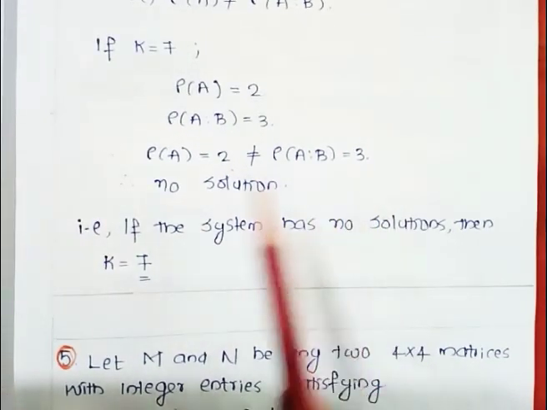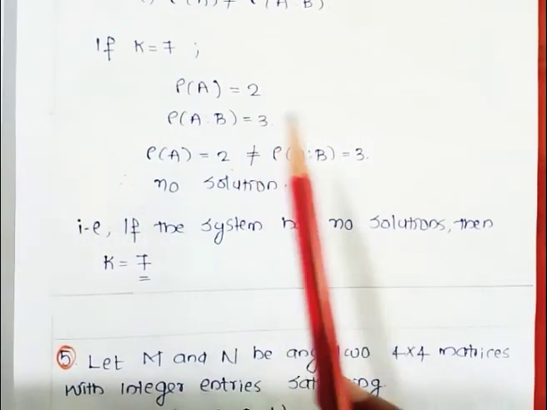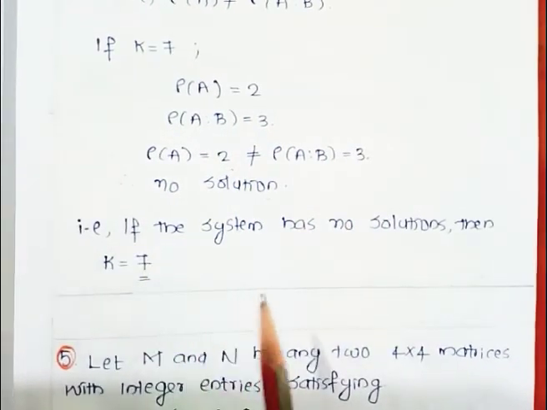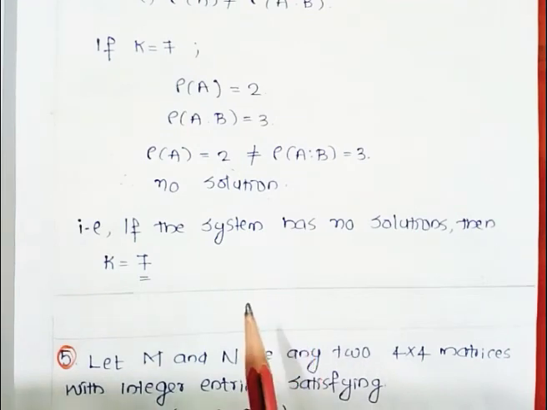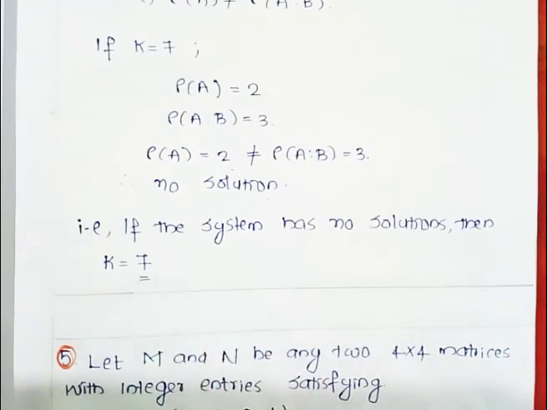The system is consistent if rank of A is equal to the rank of the augmented matrix. That is, if the system has no solution, then k is equal to 7. So our value of k is 7. Okay.